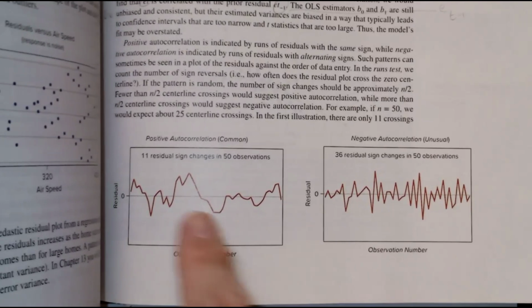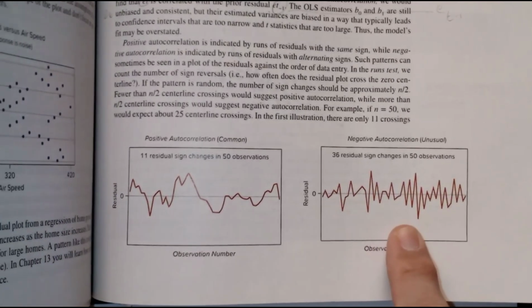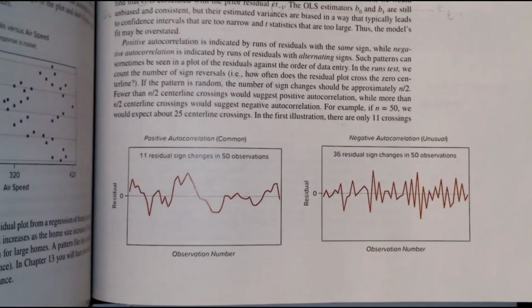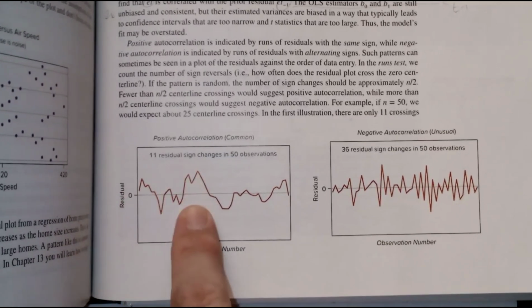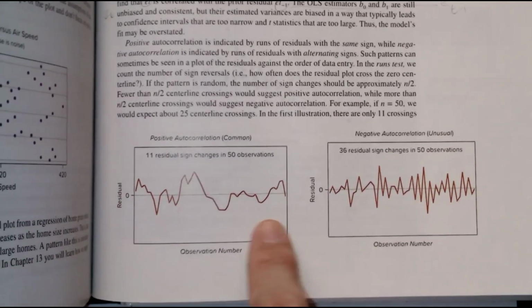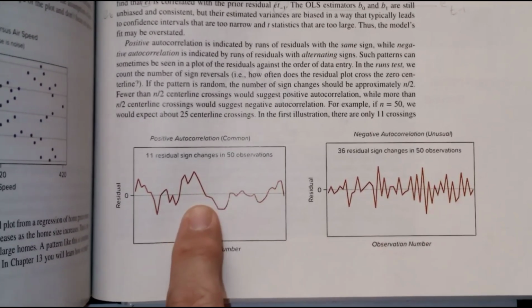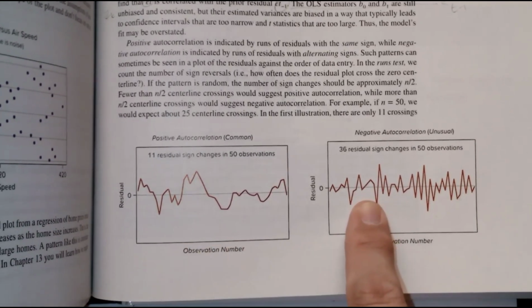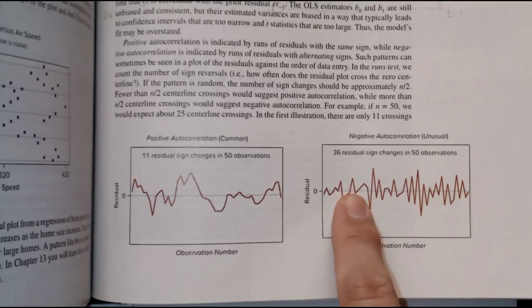If I see a lot of sign changes, that's unusual. It means the data is flipping back and forth across my line a lot. Here, I see a bunch that are above, a bunch that are below, back and forth very few times. So here are two sets of 50 observations. Here there were only 11 changes in sign. Here there were 36. This is more unusual than this, a lot of flipping back and forth.